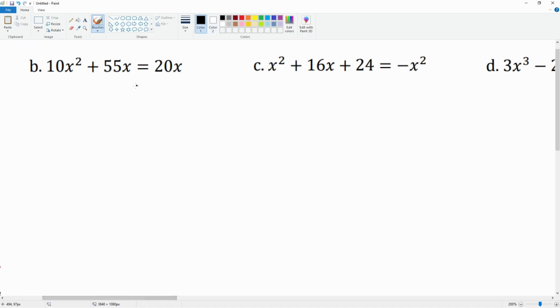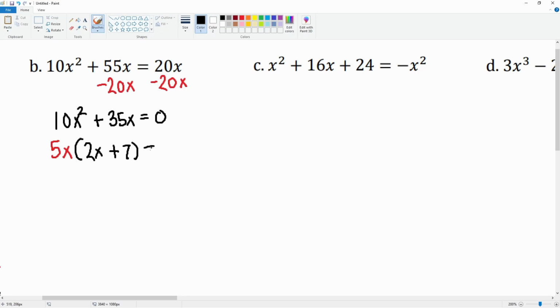Okay, for B, this is equal to 20x. So we have to get rid of the 20x somehow. We want to make it equal to 0. So we're going to subtract 20x from both sides. The x's are like terms, so that becomes 35x is equal to 0. Bring down that 10x squared plus. There's a GCF here, and I know the GCF is 5x. Let's see what is left: 2x plus 7 is equal to 0.